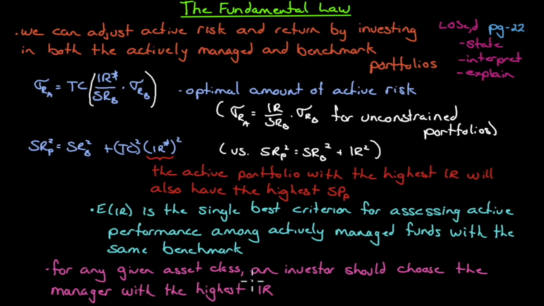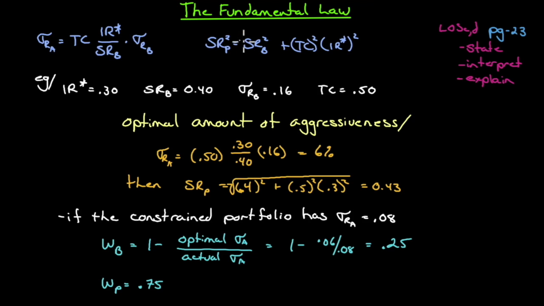So let's look at an example of this in practice and see how we would combine the optimal portfolio with the benchmark portfolio to achieve this level of optimal risk, given that we have a transfer coefficient that is constraining. In other words, it's less than 1. All right, so across the top here I have our two formulas that we're going to need: the calculation of the optimal amount of active risk, and then the calculation of what the Sharpe ratio for the portfolio will be.